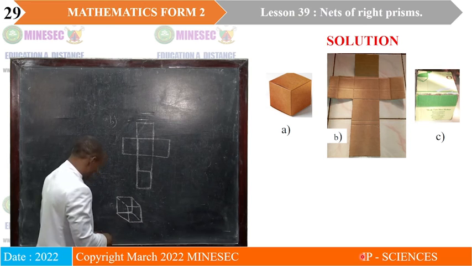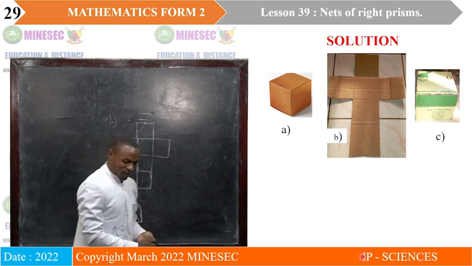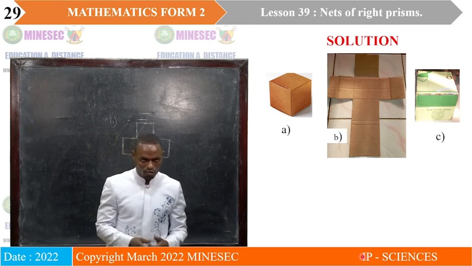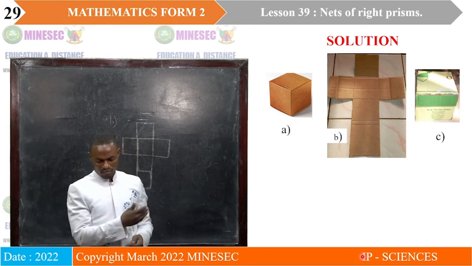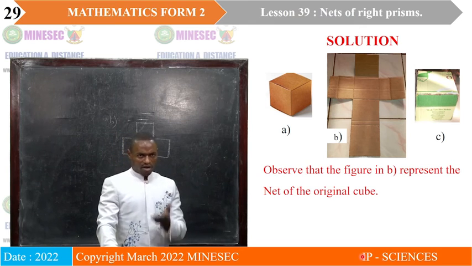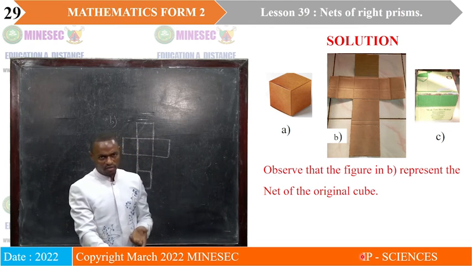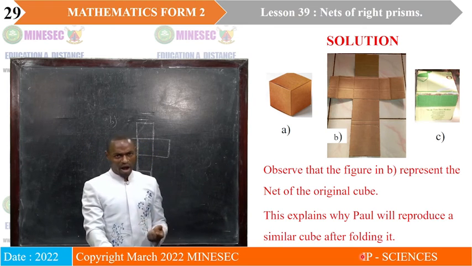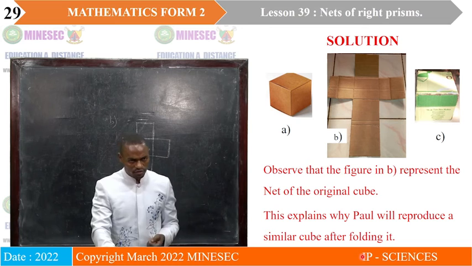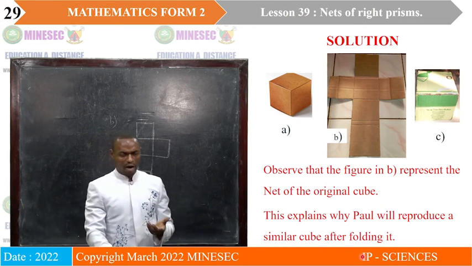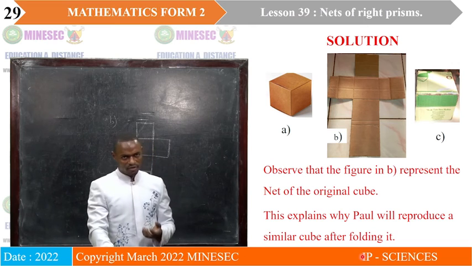So it is the lesson of the nets of cubes that has enabled Paul to come out with a similar cube like that. So as you can see, the solution is being displayed. It explains why when Paul folds it, Paul will be able to obtain a similar cube.